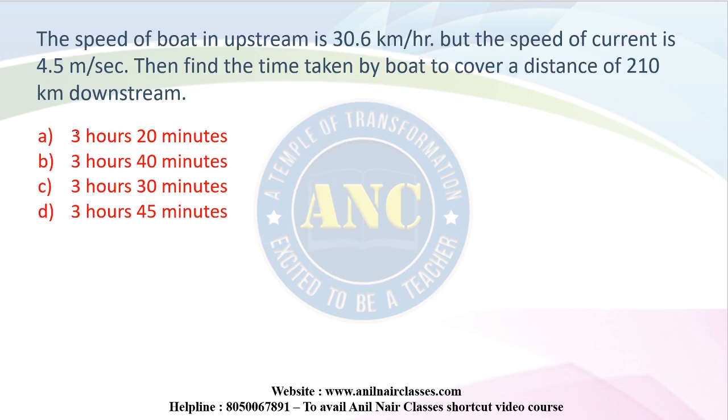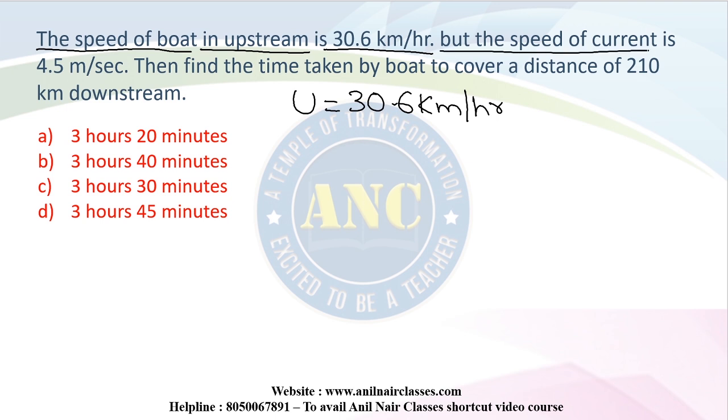Next question says, the speed of boat in upstream is 30.6 kilometers per hour. Upstream speed is 30.6 kilometers per hour. But the speed of current, that means water, is 4.5 meters per second. Now, the first unit is kilometers per hour. The second unit is meters per second. I don't like it. Generally, you also don't like it for sure.